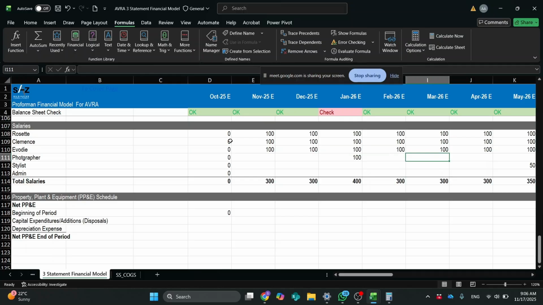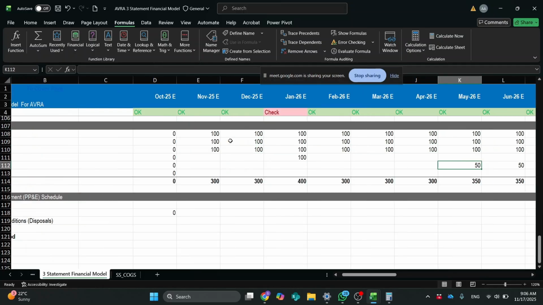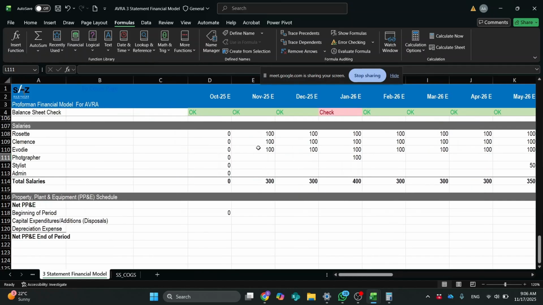For October, November, people are getting paid. Okay, so you just put... Then I try and put it online so that I can share a link. You just fill in this part.